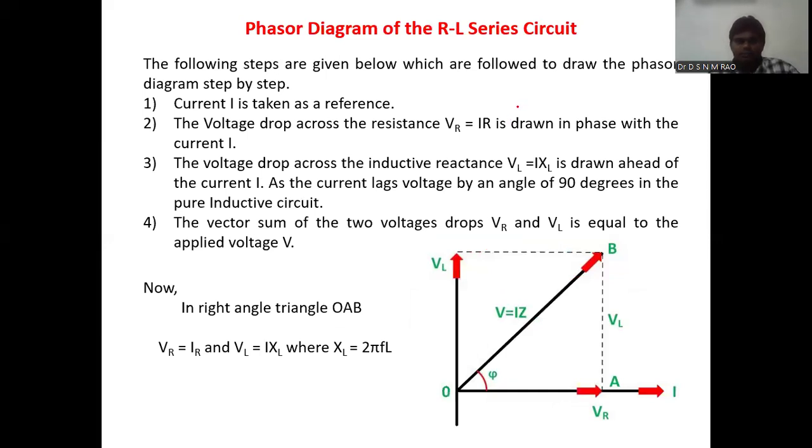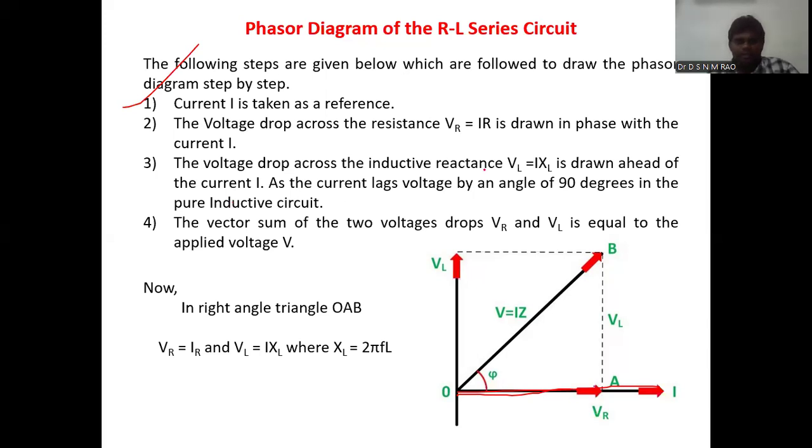First of all, we should follow the following steps to draw the phasor diagram. The current is taken as the reference phasor. As we know, the voltage drop across the resistor is always in phase with the current, so we should draw the voltage drop across the resistor, VR, in phase with the current.